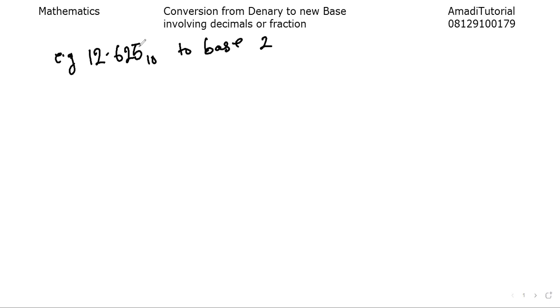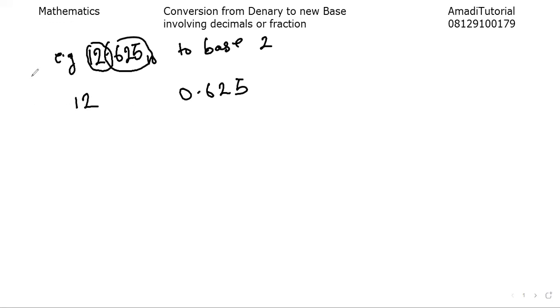The previous conversion we did involved numbers that don't have decimals. So we are going to split this number into two parts. The first one is the whole number part, which is 12. And the second part is the decimal part, which is 0.625. 12 plus 0.625 will give you 12.625. So we've split this number, and we are going to convert them individually so that you see how it is done.